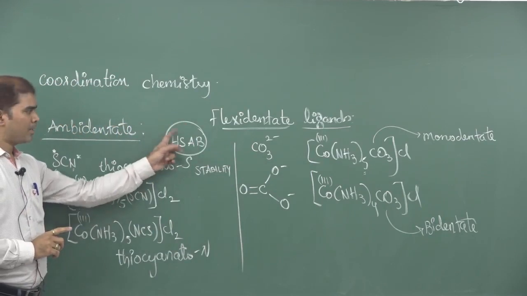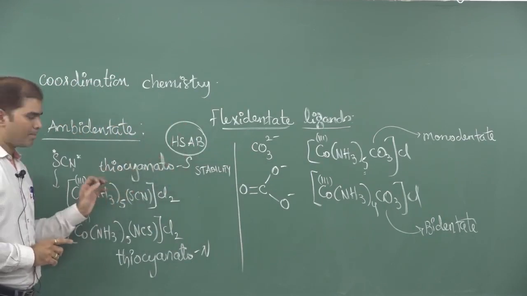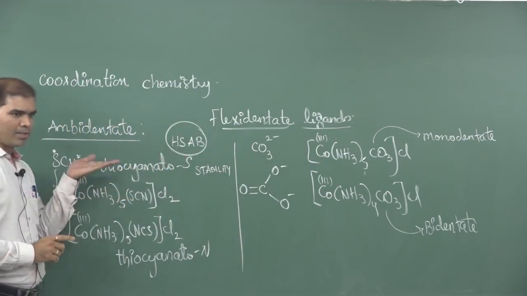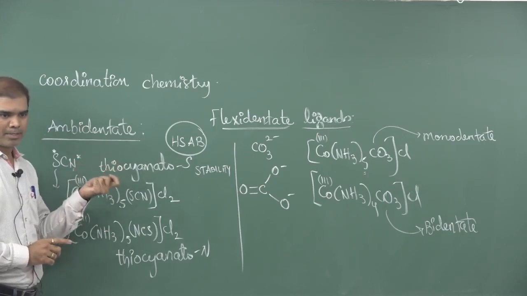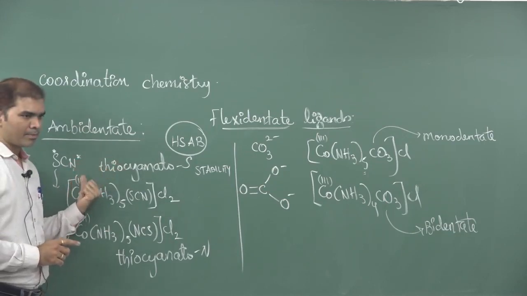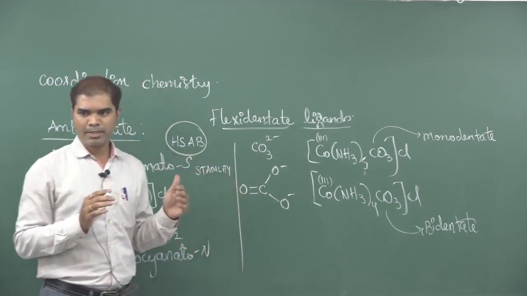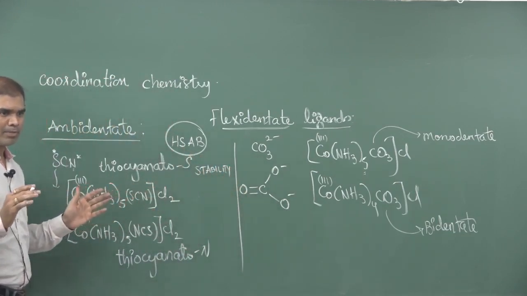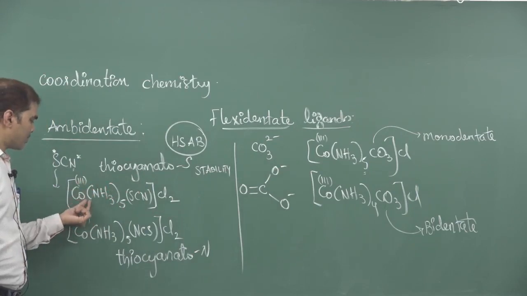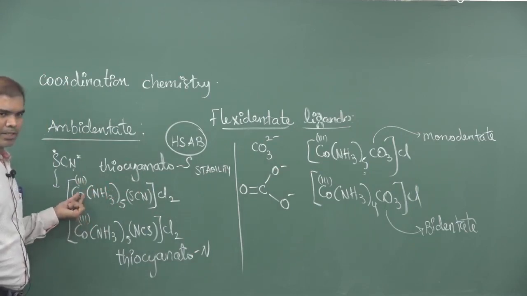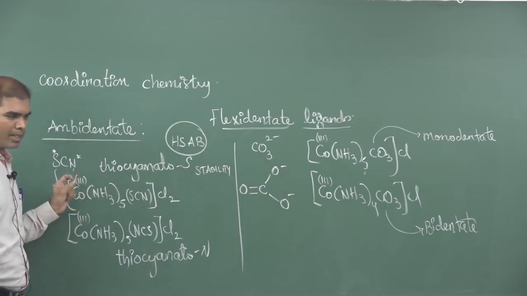There is a principle called the hard and soft acid base principle. Any metal present in a higher oxidation state is considered to be a hard species. This is a separate topic, HSAB, don't bother. So cobalt 3, which is present in a higher oxidation state, is considered to be a harder acid.